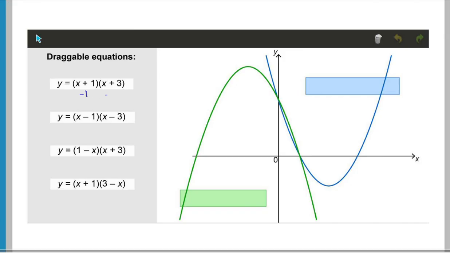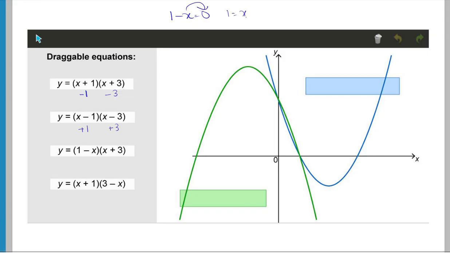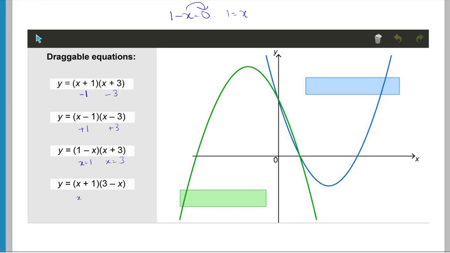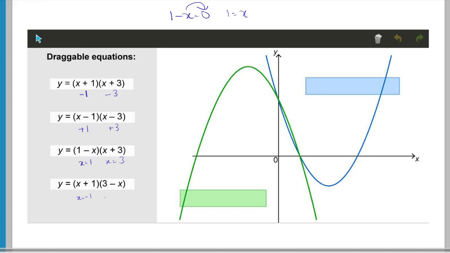X value is negative 1 and x value is negative 3. X value is positive 1 and x value is positive 3. 1 minus x equals 0. Basically, 1 minus x equals 0. X moves to the other side. 1 equals x. So yeah, x equals 1 and x equals negative 3. And x equals negative 1. And here x equals positive 3.